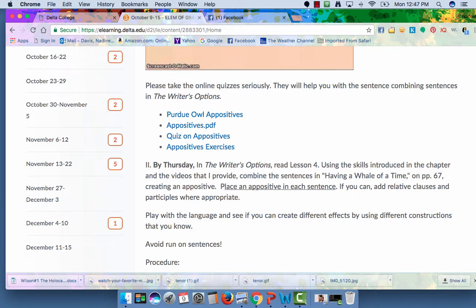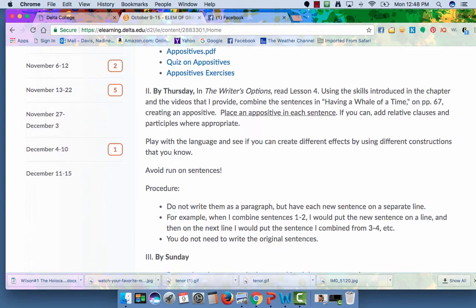And you're going to need to place an appositive in each of the sentences you combine. And I'm asking you to have a whale of a time on page 67. Make sure there's an appositive in each sentence, but if you can add relative clauses and participles where they're appropriate, that's great too. Think of language as a puzzle. Play with it. Move the parts around. See what happens. Take this seriously, but play with the words. How do they sound? Read it aloud. Read it to somebody. Have them tell you what it sounds like. I think that will help.